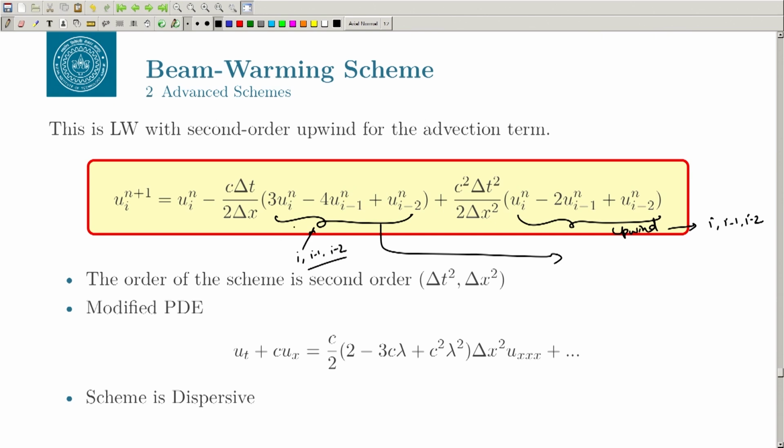In fact, there is a variant of the Beam-Warming scheme where you can use just i and i minus 1. So, for both the convection and the artificial diffusion that we are adding, the numerical diffusion, we are using the upwind scheme, and you can verify that the order of the scheme is delta t square, delta x square, and the leading error is the dispersion error. That also you can verify, just do the MPDE analysis, modified partial differential equation analysis.